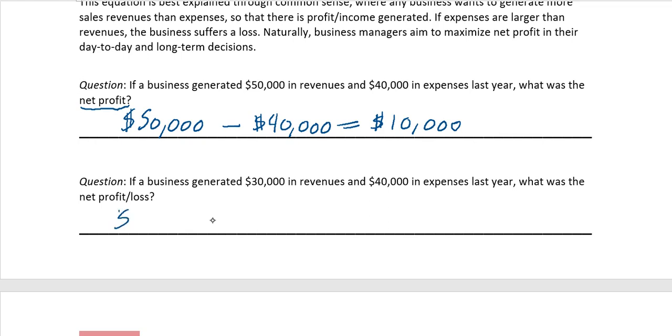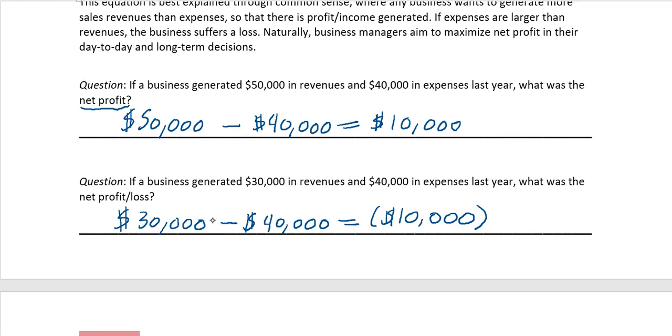So we're going to go ahead and write down our revenues, $30,000 last year, and then take away our expenses, $40,000. And we're going to get a negative number. And this is how we write down negative numbers in the accounting world, in brackets: negative $10,000.